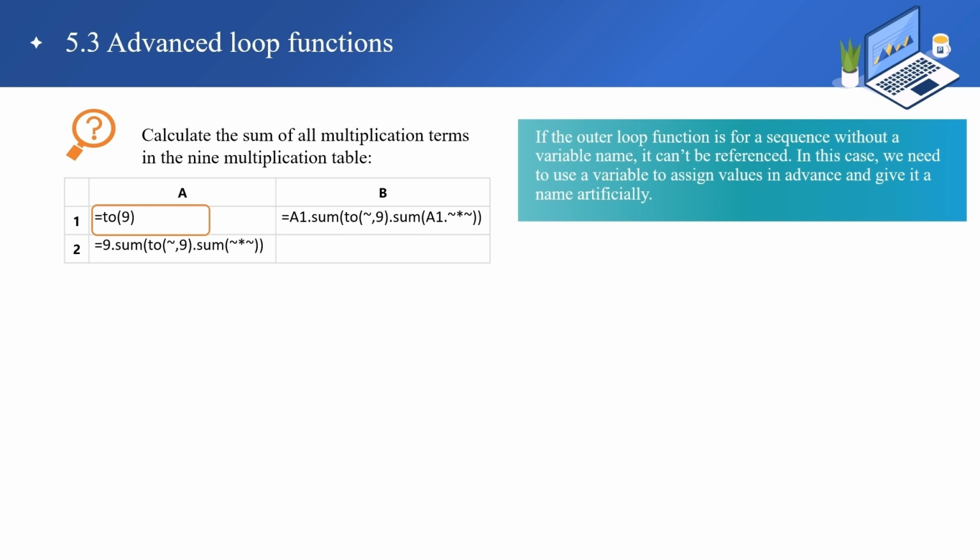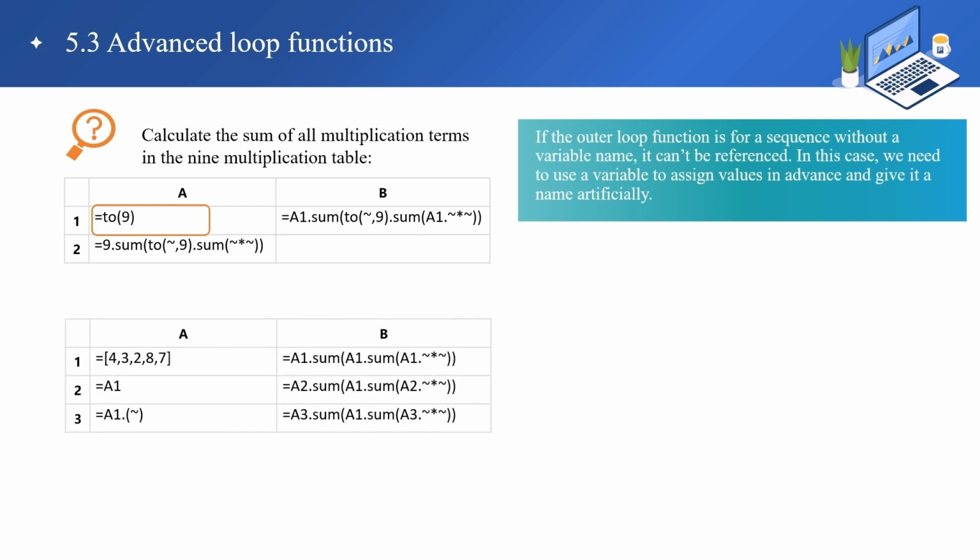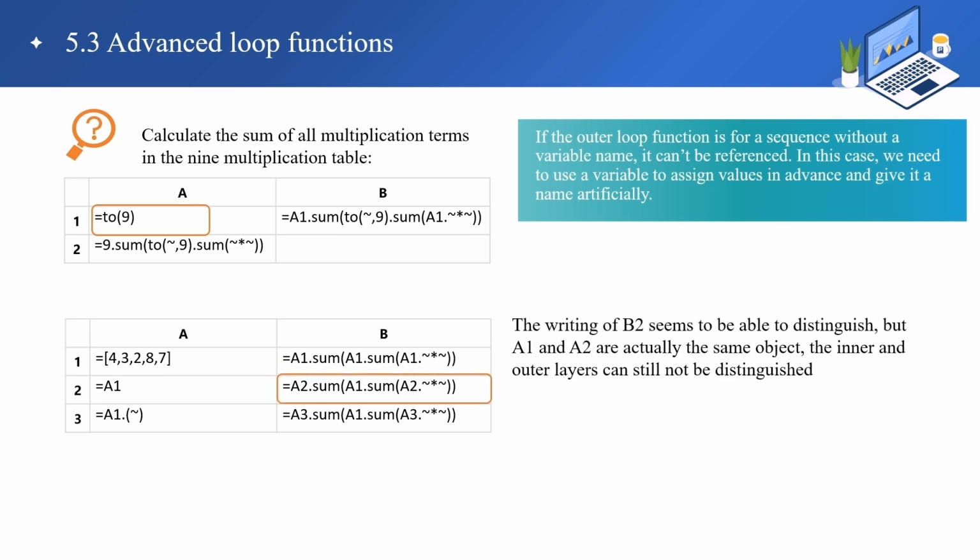While it is impossible to distinguish the inner and outer layers by writing 9.sum directly, because 9.tilde is not a legal formula. Sometimes the inner and outer layers are the same sequence, even if it is copied to a different variable, they still cannot be distinguished. The writing of B1 has the same result as writing sometimes directly, and it is impossible to distinguish the inner and outer layers. The writing of B2 seems to be able to distinguish, but A1 and A2 are actually the same object. You can review the content of the previous chapter.